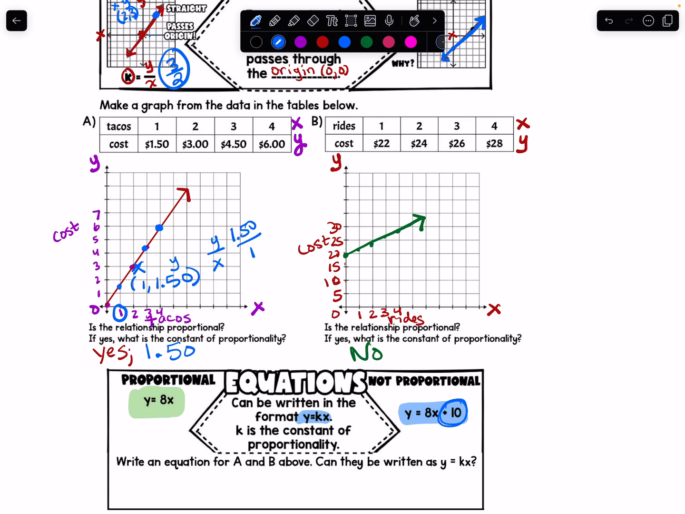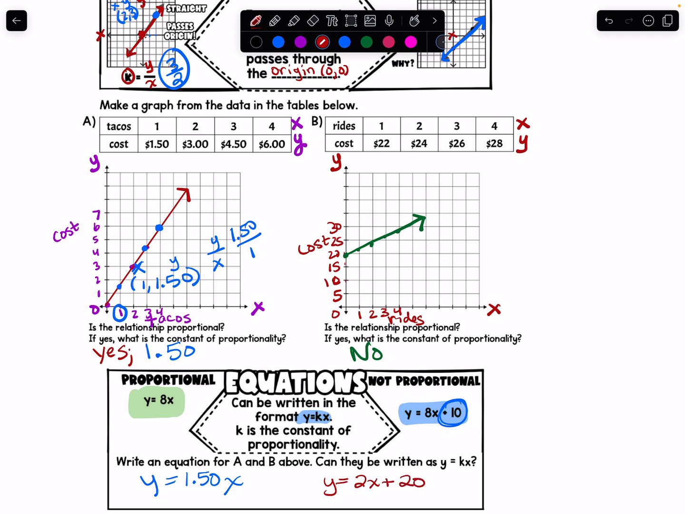So to look at that even more closely, let's try to make an equation from the taco problem and the fair problem up above. So for the tacos, I could write an equation by saying that the cost is $1.50 times the number of tacos. And my equation for the fair would have to be that the cost is the number of rides times $2 plus the $20 it costs to get in.